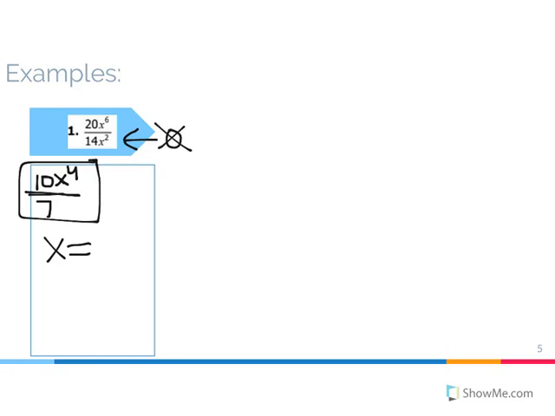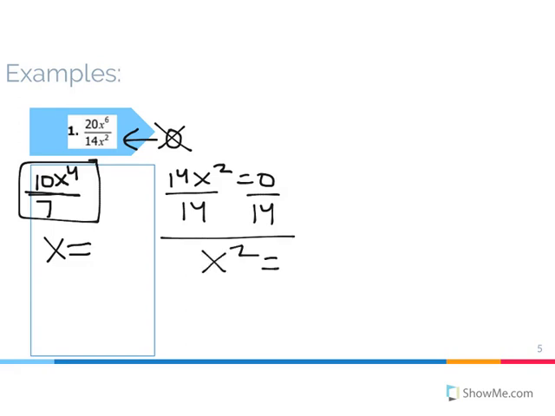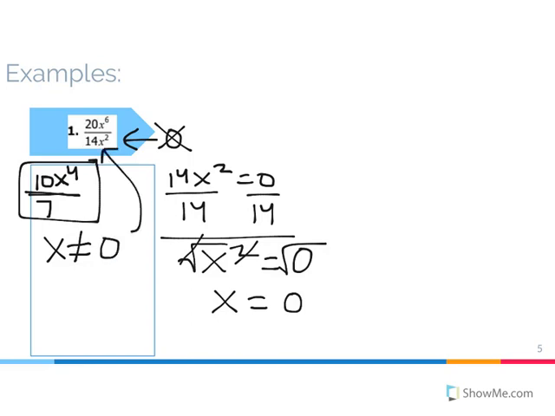So you can set the denominator equal to 0 to see what values are not allowed. If we divide both sides by 14, we get x squared equals 0, remember 0 divided by a number is actually 0. To get rid of the squared, you're going to square root both sides, and the square root of 0 is 0. So our x cannot equal 0. That's because if we plug in 0 for x squared, it'd be 0 squared, which is 0. 0 times 14 would get us 0. So this is our final solution, these two right here: 10x to the 4th power divided by 7, and then x is not able to equal 0.